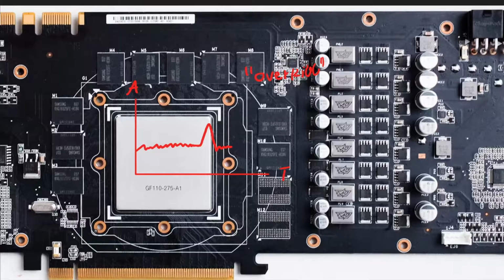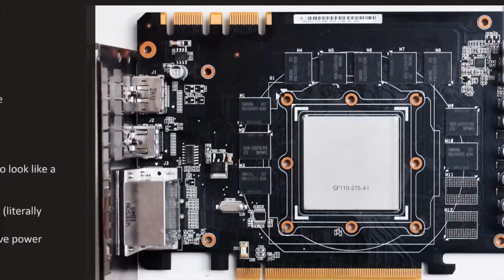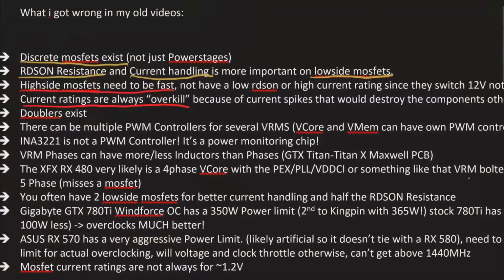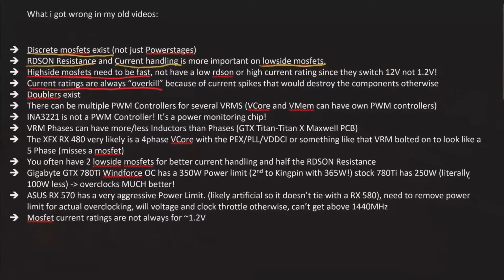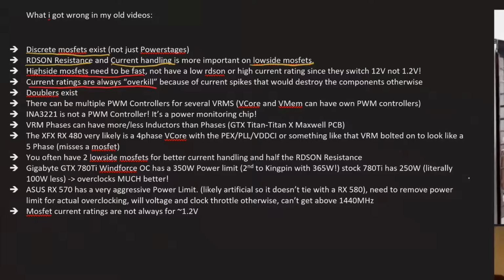Otherwise, they would blow up and burn and whatever, and you would have a really, really bad day because your graphics card would probably be broken. So yeah, that's why current ratings are, in quotes, overkill, because you actually need that much current rating, because you could have current spikes that are very, very high, and your VRM has to handle that.